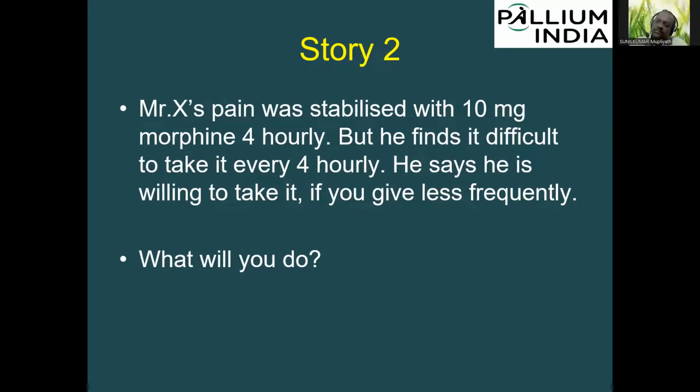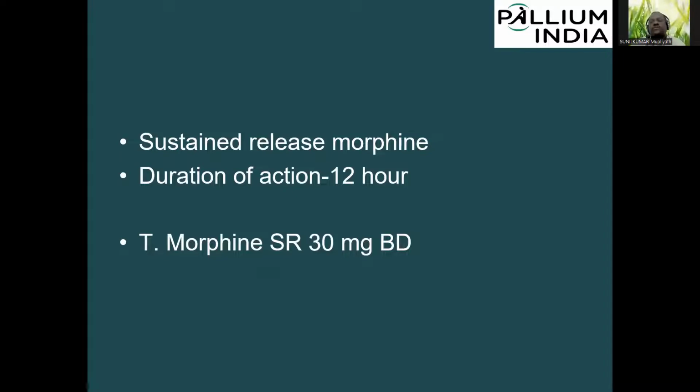What is the duration of action of a sustained release tablet? So it is 12 hours. 12 hours. So how many times do we need to give it? Two times, BD. So we can give sustained release morphine, which is also known as controlled release morphine, and the duration of action is 12 hours. So this patient who was taking 10 milligram every 4 hourly, that means he is taking 60 milligram a day, so 30 milligram SR, sustained release, twice daily.